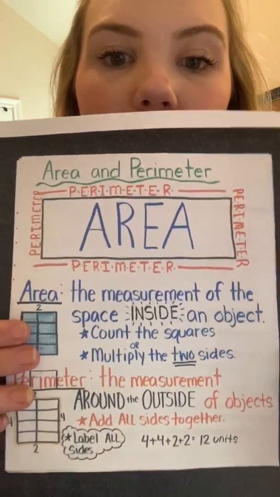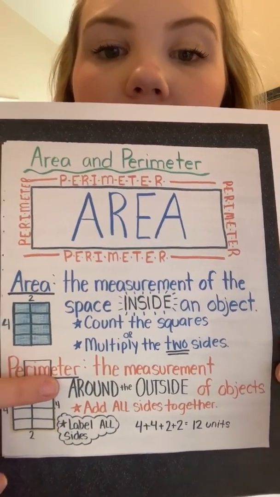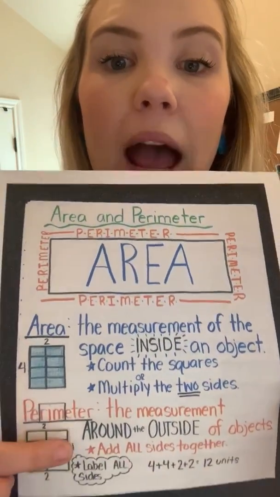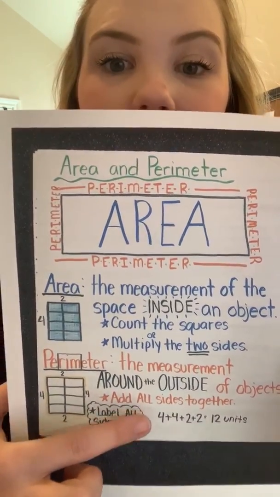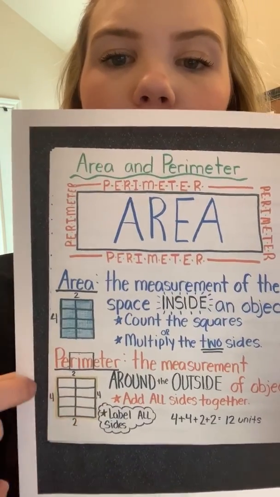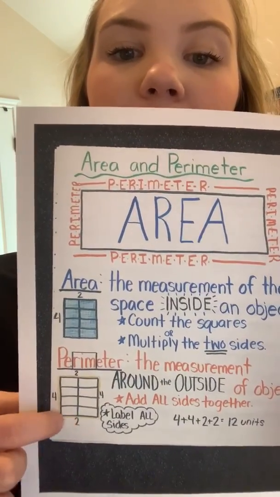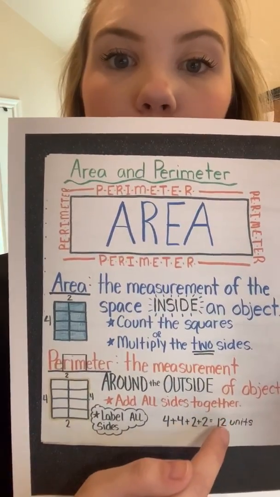So the perimeter is the measurement around the outside of an object. You only have one option here. You have to add all the sides, right? All the sides. So if I have 4, 2, 4, 2, I have to label them all and add them all. 4 plus 4 plus 2 plus 2 equals 12.